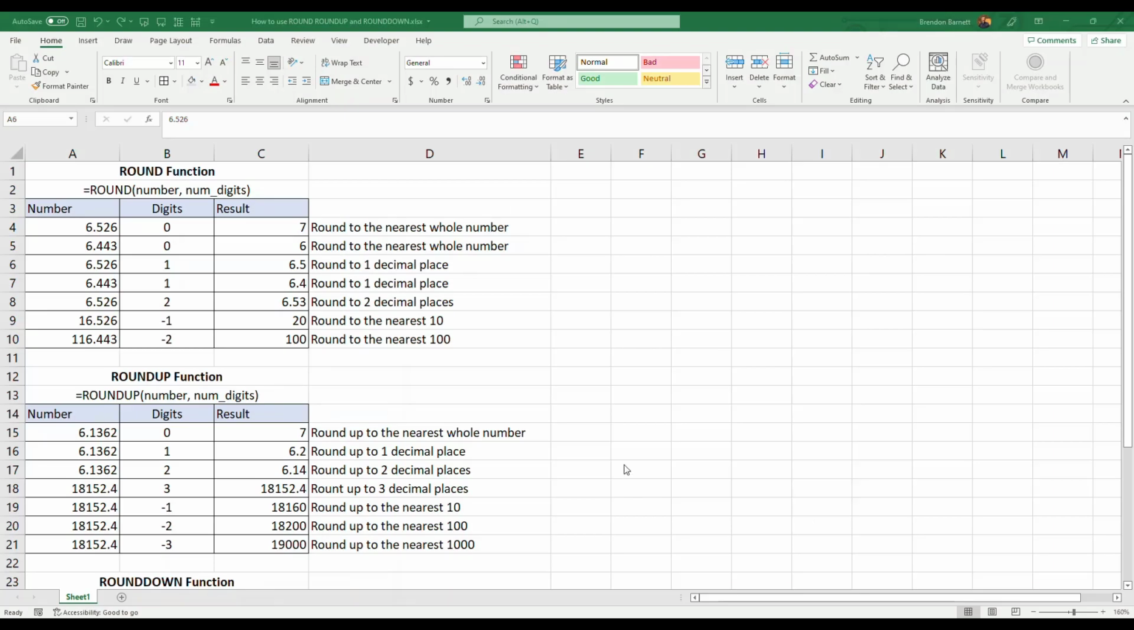In this video, we're going to be taking a look at the round, round up, and round down functions in Microsoft Excel. So we have a table set up here, and what we're going to be first looking at is how the round function works.